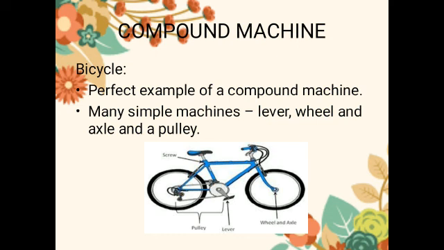So how can you say that bicycle and wheelbarrow are compound machines? Come, let's see. Here, bicycle is made up of more than one simple machine. So what are the simple machines involved in this bicycle? Let's see. Look at this picture, children. The simple machines present in the bicycle are wheel and axle, lever, pulley, and screw. So these simple machines together form a bicycle, and this makes it a compound machine.